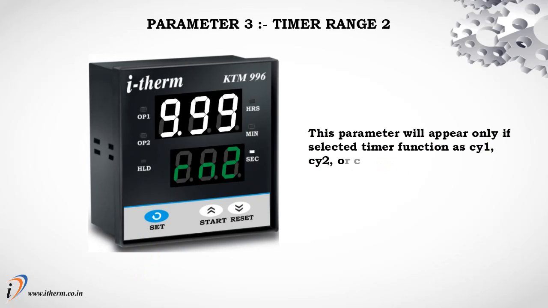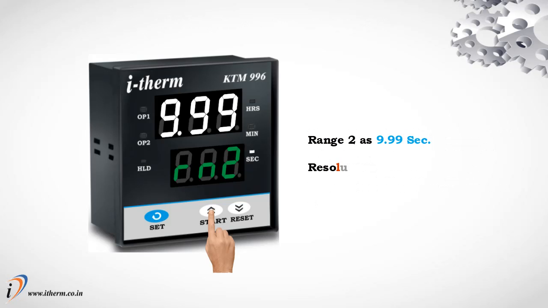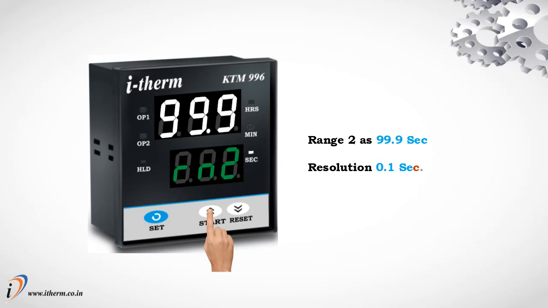Parameter 3, Timer range 2. This parameter will appear only if selected timer function as cycle 1, cycle 2, or cycle 3. It sets the timing range and resolution for parameter set time 2. Range 2 as 9.99 seconds. Resolution 0.01 seconds. Range 2 as 99.9 seconds.